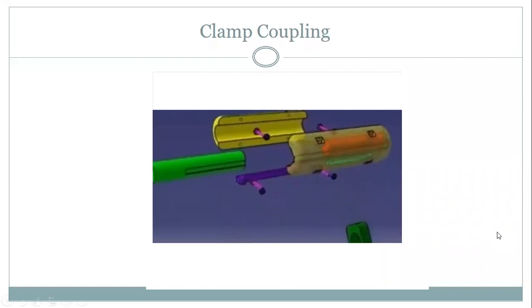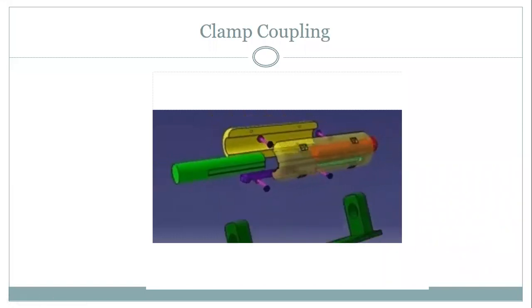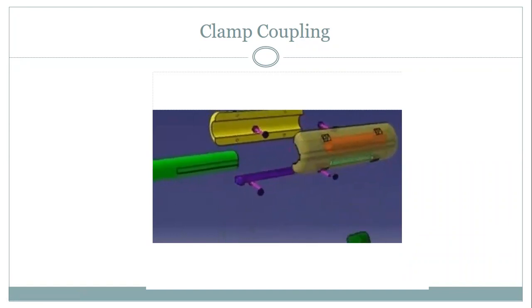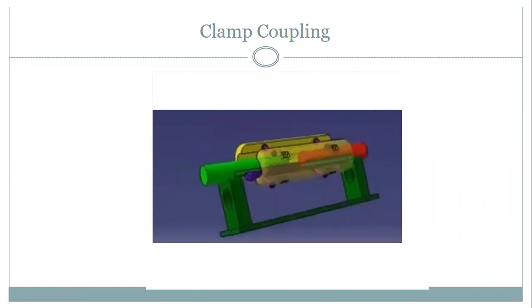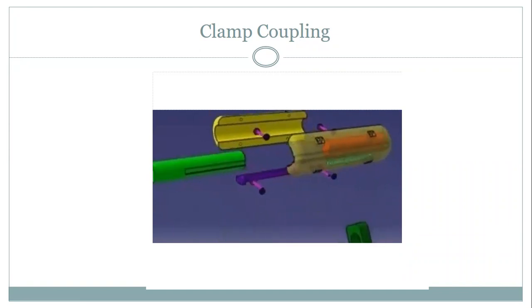Now you can see here. See, guys, the two shafts are brought near each other, right? Then the key is inserted, and then the bolts will be joined.